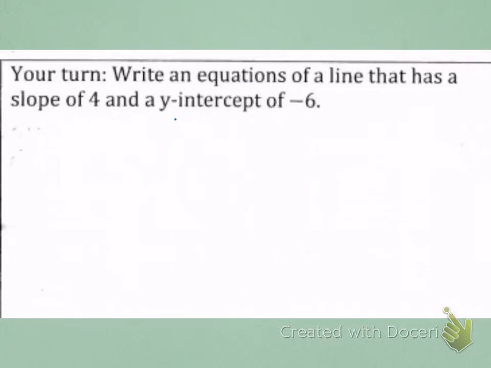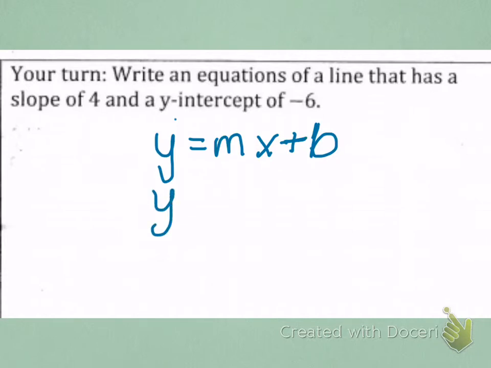So the next one is your turn. You want to use the y equals mx plus b form and write an equation that has a slope of 4 and a y-intercept of negative 6. Enter your answer on Edpuzzle. You should have chosen y equals 4x plus negative 6. If you didn't and you still have questions, make sure you bring your question to your algebra teacher.